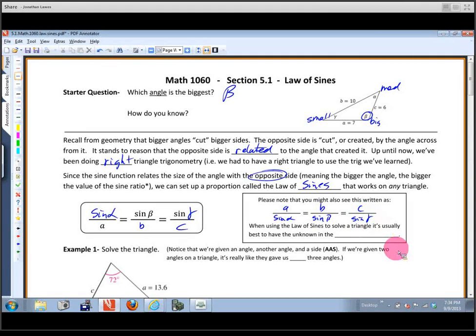Now, because you can use this in two different forms, we just want to make sure that the sides are always on the top and the angles are always on the bottom for each one of these three. And if we use this one right here, again, all angles on the top and all sides on the bottom. You don't want to switch those, okay? Now, because you've got a choice, it's usually best to have the unknown quantity, whether it's an angle or a side, in the numerator. That just makes it a little bit easier to solve the resulting proportion or the resulting equation.